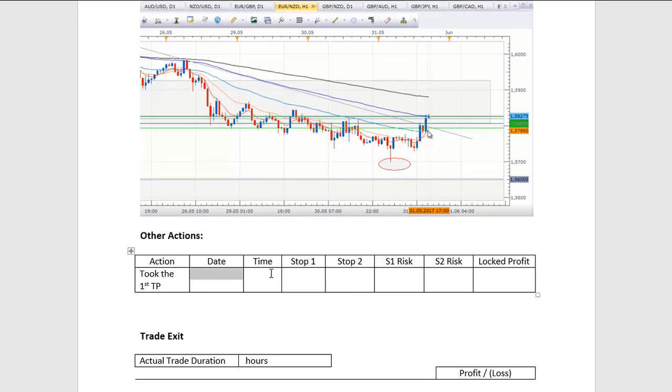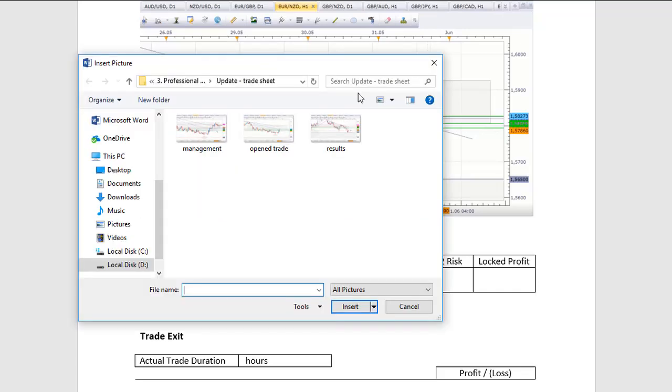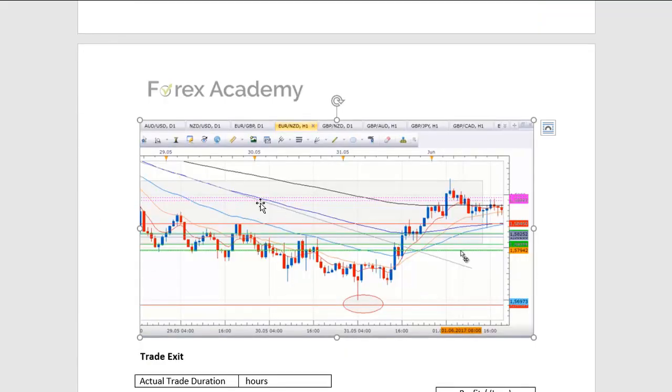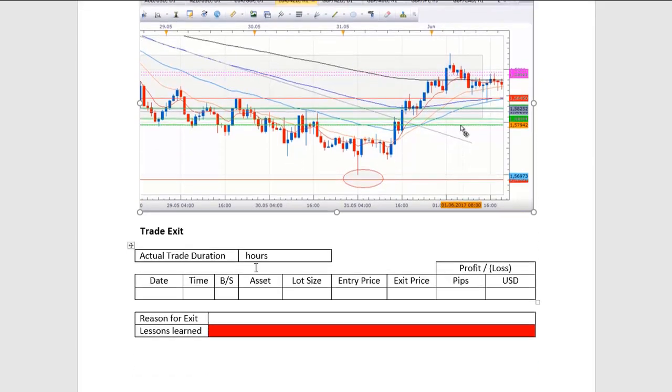Okay, what date, what time, what was the stop loss, did you trail the stop loss, what was the risk, how much profit did you lock? Okay, and here again you can insert another picture, so this will make it easier for you. So write this one over here. You can see I have taken the take profit here, my stop loss, where I have moved the stop loss, so you can describe it all here.